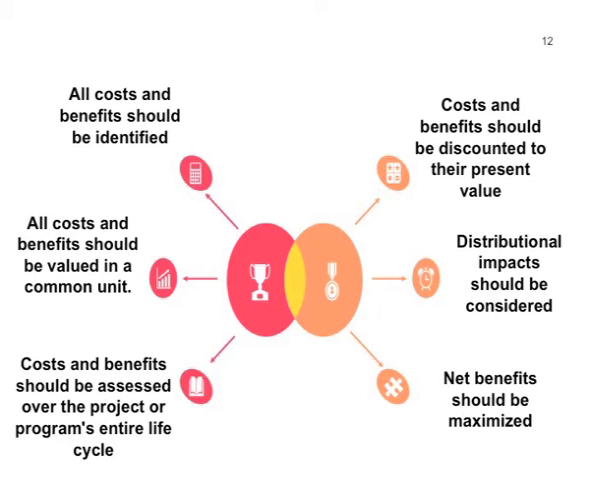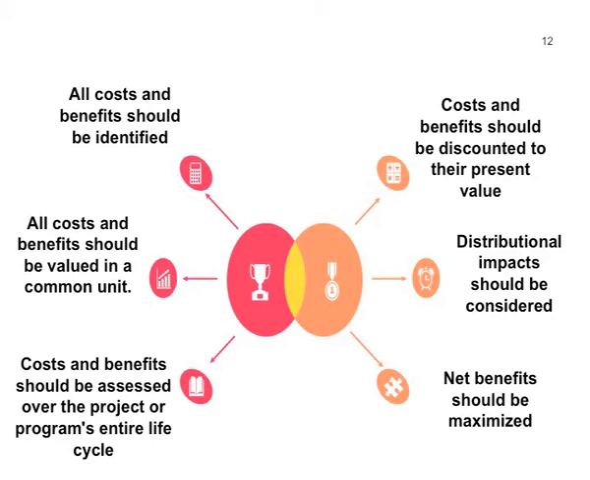So, the first principle is that the costs and benefits should be discounted to their present value. In a library, if any book is lost or damaged and we have to charge the library users, then we will measure the actual cost of that book at the time when the book was procured. The distributional impact should be considered, net benefits should be maximized, all costs and benefits should be identified, and all costs and benefits should be valued in a common unit.